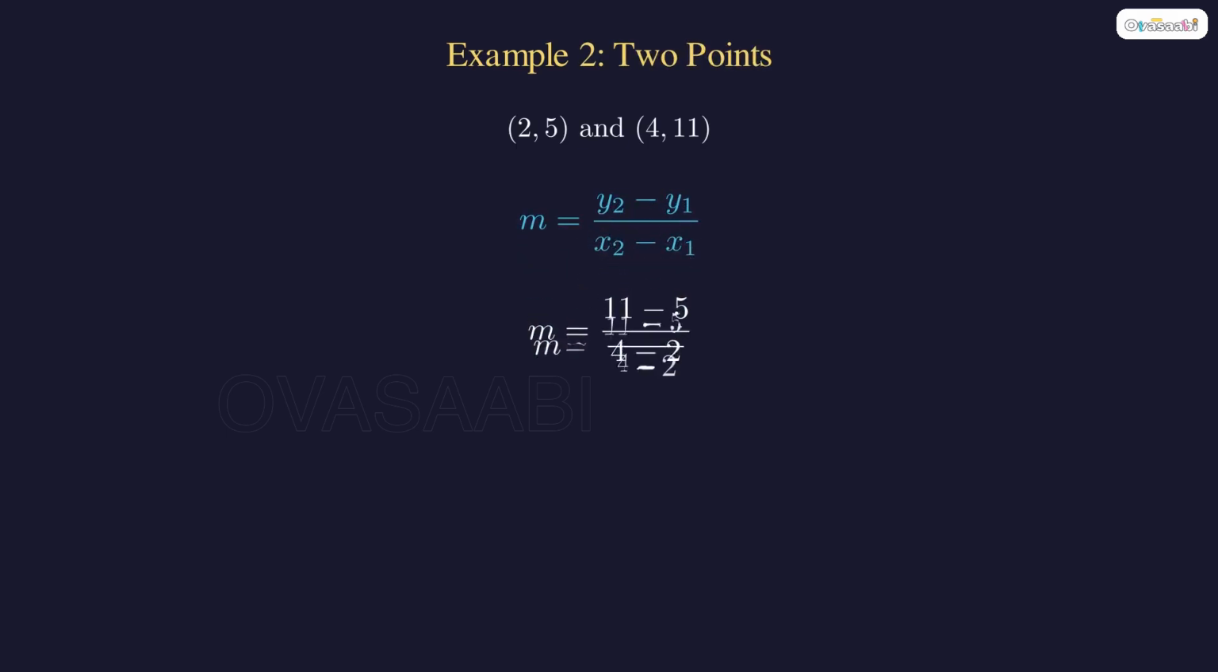Example 2. Find the equation through points (2, 5) and (4, 11). First, find the gradient, m equals (11 minus 5) over (4 minus 2), which gives us 3.